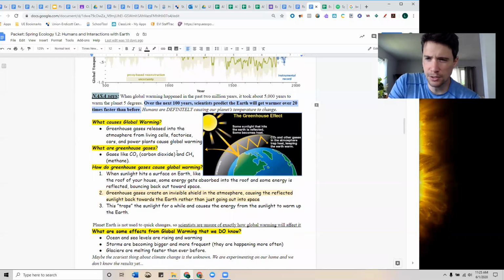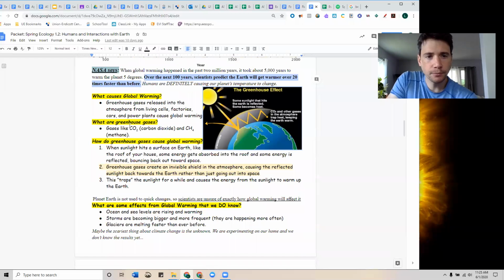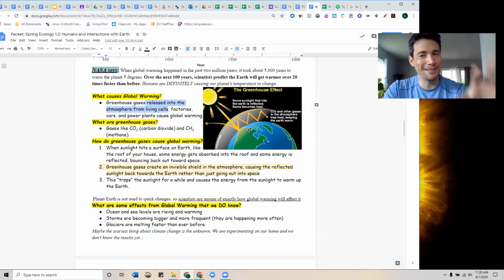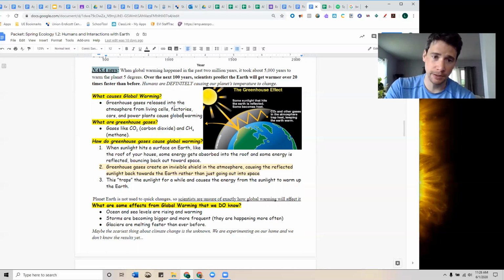So what causes our Earth to warm up? What causes global warming? I think a lot of you have heard about this in the past, so let's go over it quick. Global warming is caused by greenhouse gases. These greenhouse gases get released into the atmosphere from living cells. So you release some greenhouse gases when you breathe out. You're breathing out carbon dioxide. Not nearly as much as a factory releases, but you're still releasing carbon dioxide. That's part of what you do, and that's okay. Don't stop breathing. It's important.